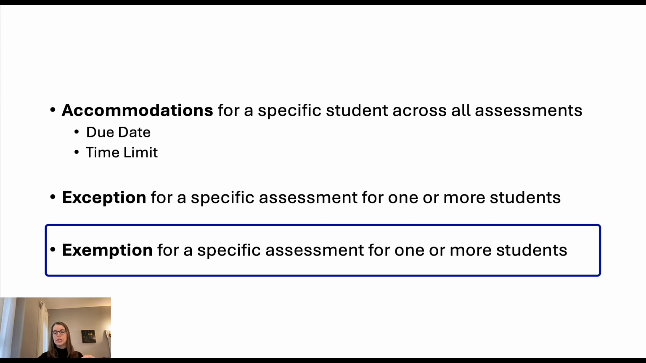An exemption can be given to a specific student on a specific assessment. Again, it's a one-off. So they wrote 6 quizzes, but there was a specific reason that they couldn't come to the 7th quiz. And we've decided to just void that grade completely, so it's not calculated in their overall grade. In this case, we're going to give them an exemption.